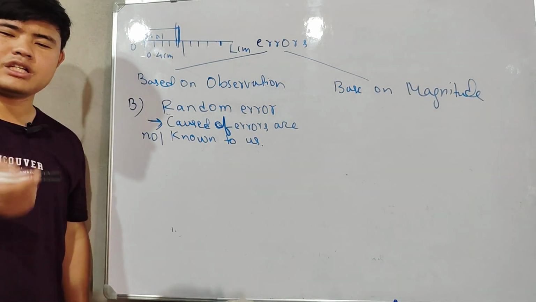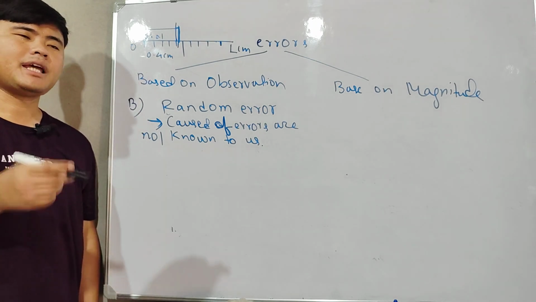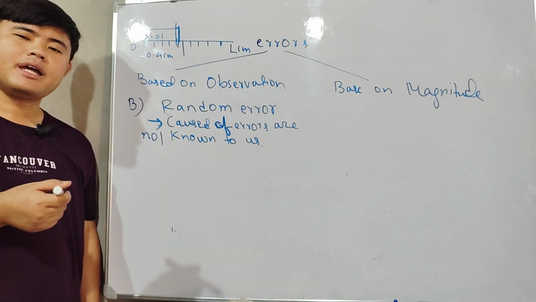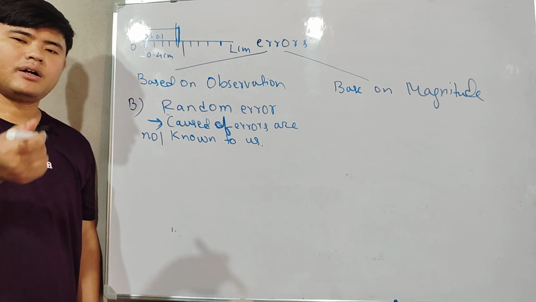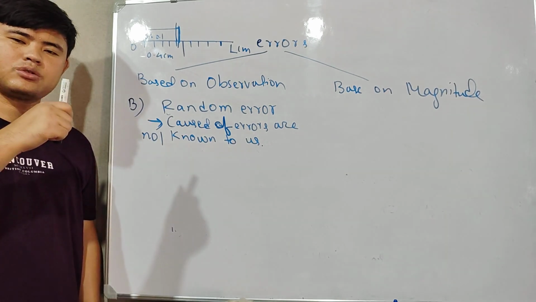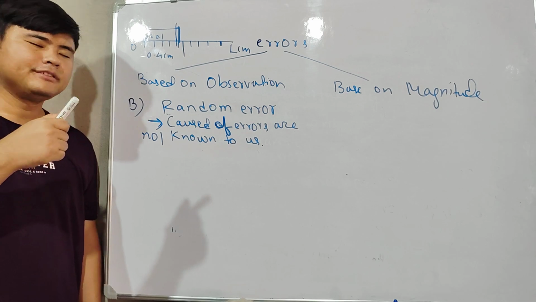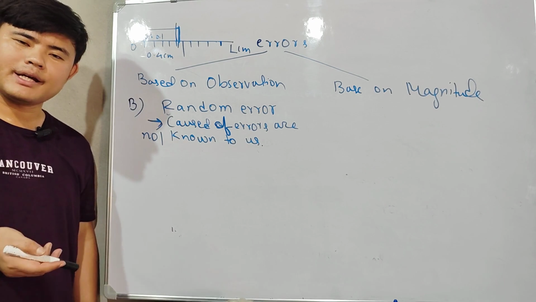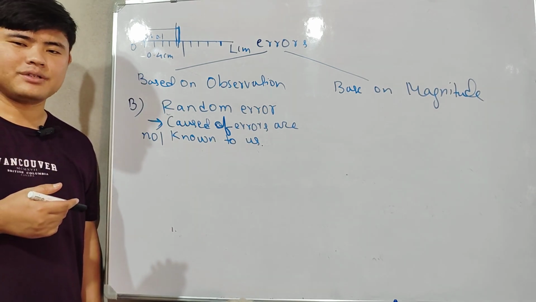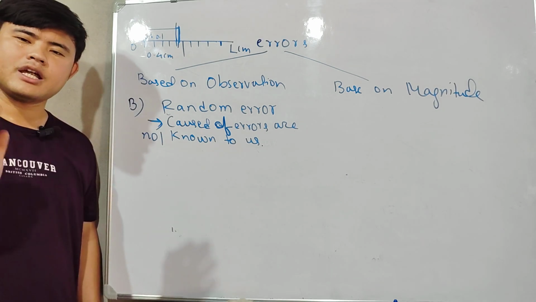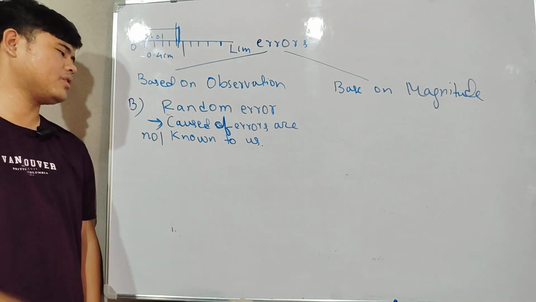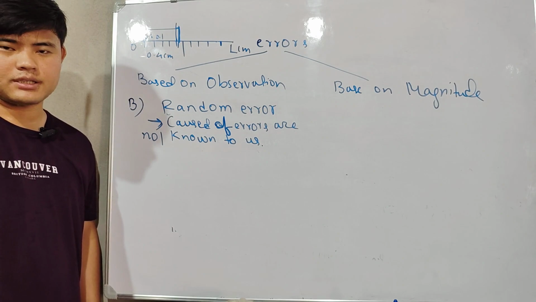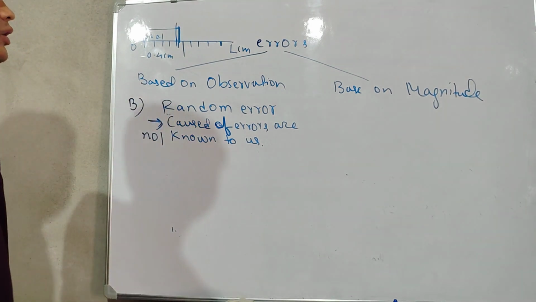It is because there are a variety of reasons, like wind speed and air resistance. The thread also might get elongated. So there are many reasons, and we do not know why we are getting different values. So the cause of the errors is not known to us. This type of error is called random errors. Now we'll go to the next.